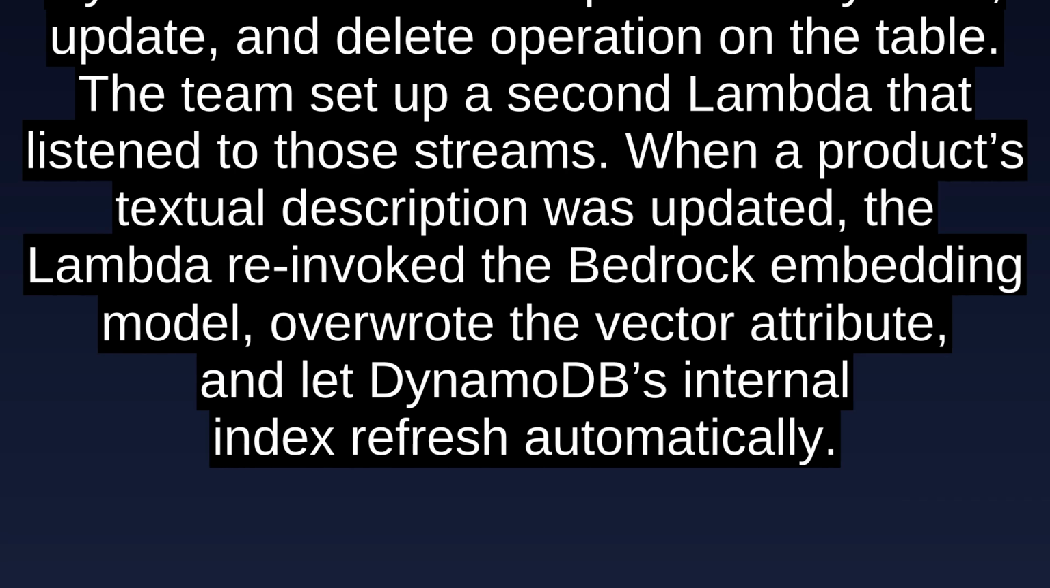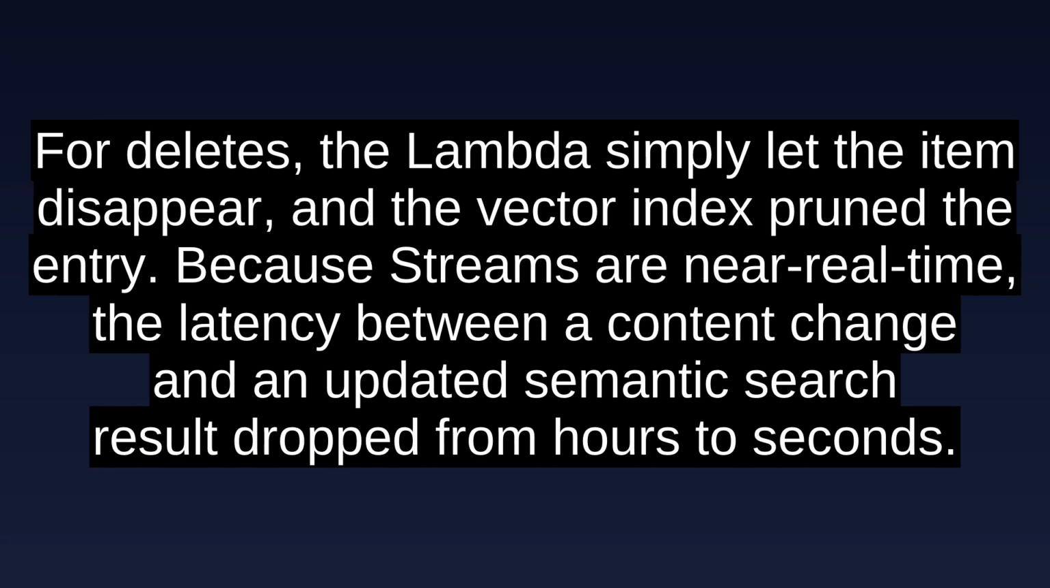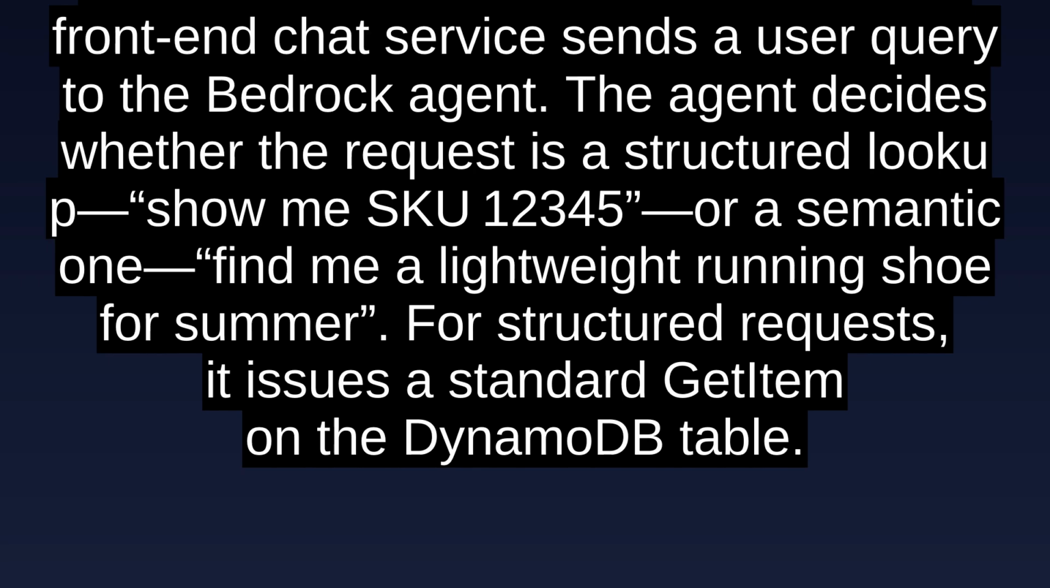Keeping the vector in sync when product data changed was the trickiest part. DynamoDB Streams captures every write, update, and delete operation on the table. The team set up a second Lambda that listened to those streams. When a product's textual description was updated, the Lambda re-invoked the Bedrock embedding model, overwrote the vector attribute, and let DynamoDB's internal index refresh automatically. For deletes, the Lambda simply let the item disappear, and the vector index pruned the entry. Because streams are near real-time, the latency between a content change and an updated semantic search result dropped from hours to seconds.